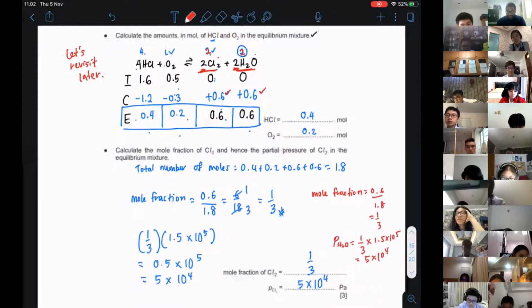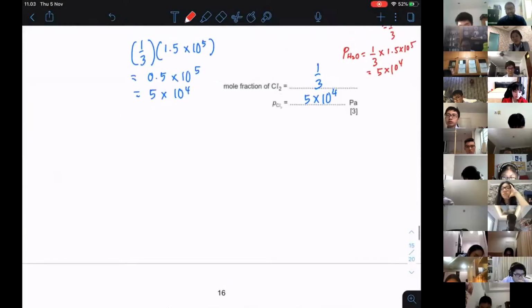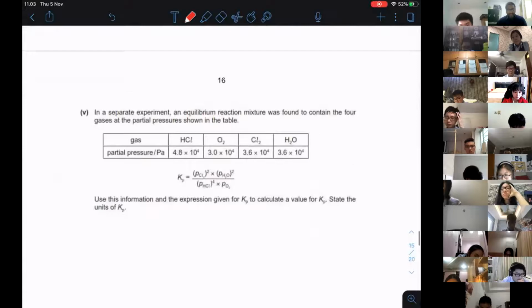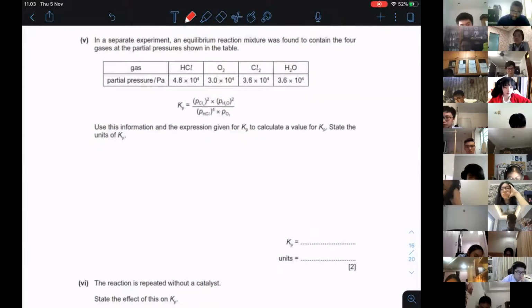Okay. Now, coming back to the questions. This one, they didn't ask us to solve, but let's actually try to solve it. The question proceeds, and they give you the formula. Not all the time they give you the formula, but they gave you the formula.